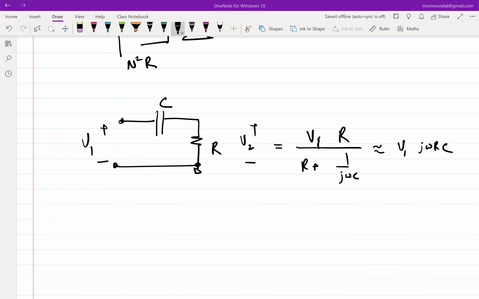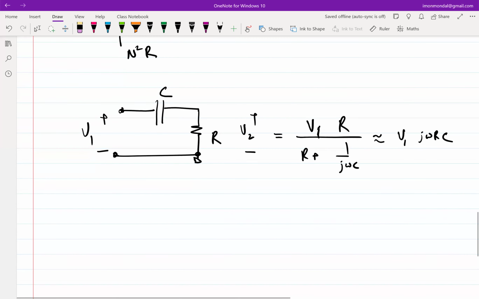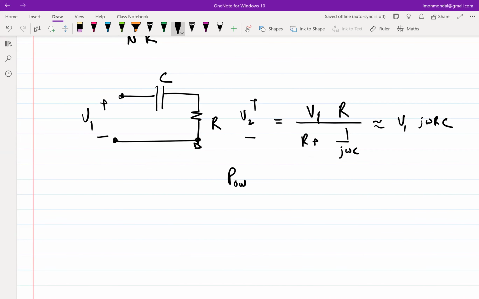Now, even though you have a j in the term, it doesn't mean that the power dissipated in R is 0. This j is with respect to the phase of the input, right? So the power dissipated in the R is still V squared over R, right? So P out is still omega squared R squared C squared over R. Okay, so I'm keeping it in this format.